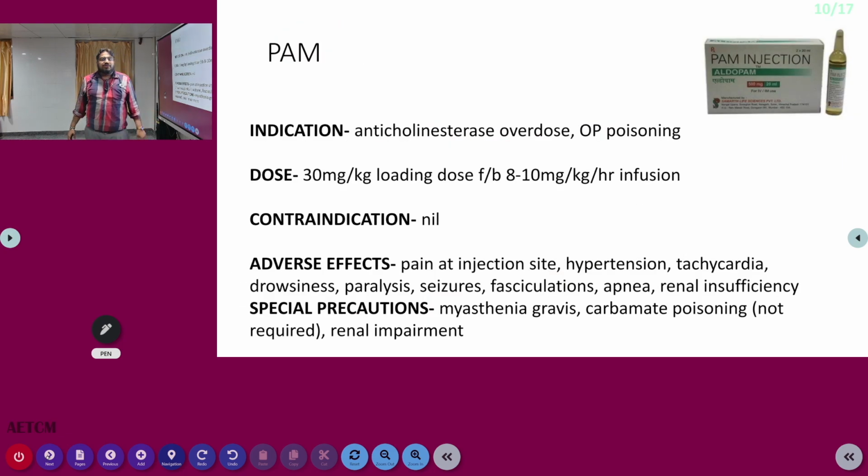Now coming to the next drug, that is Pralidoxime. It's basically for anticholinesterase overdose. Basically you will use it in OP poisoning. That is what is indicated. Not in carbamate poisoning, but there is no contraindication for that.